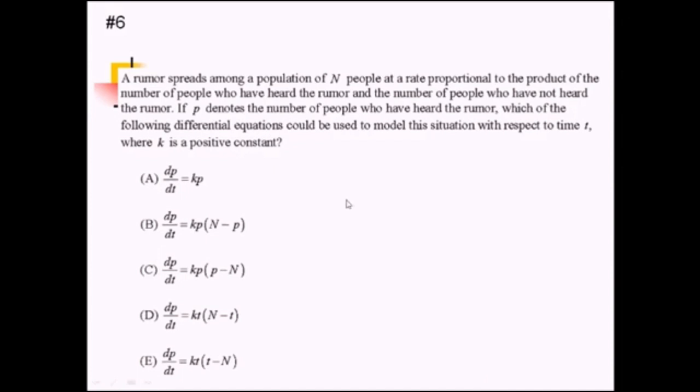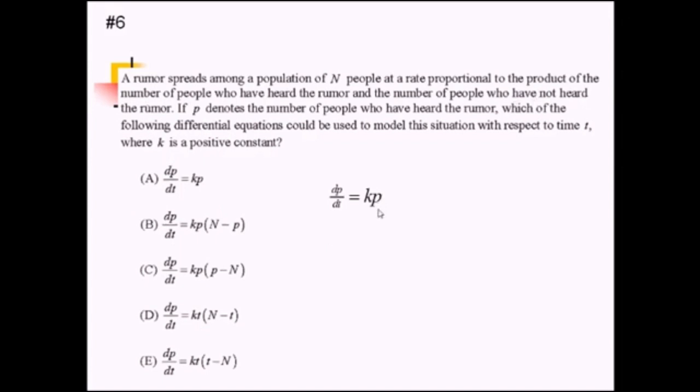So we're going to have dP over dt, which all the answer choices have anyway, equals, and they said that this is a rate proportional to the product of the number of people who've heard the rumor. So if it's proportional to the number of people who heard the rumor, we've got K times P. Proportional to always means we have K times something, and P is the number of people who have heard the rumor. So we've got the product of this and the number of people who have, where are we? Right here. The number of people who have not heard the rumor.